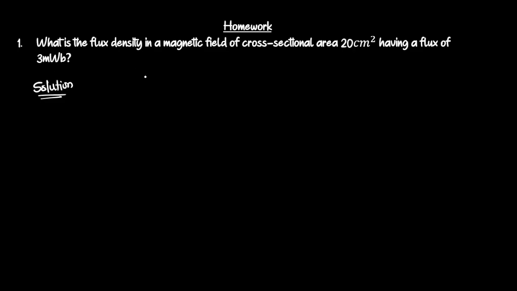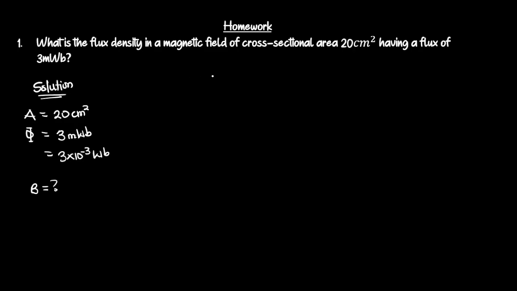So what is the flux density in a magnetic field of cross-sectional area? The area over here is 20 centimeters squared, and we were given a magnetic flux, so our magnetic flux phi is equal to 3 milliweber, which is equal to 3 times 10 raised to the power minus 3 Weber. Very good.